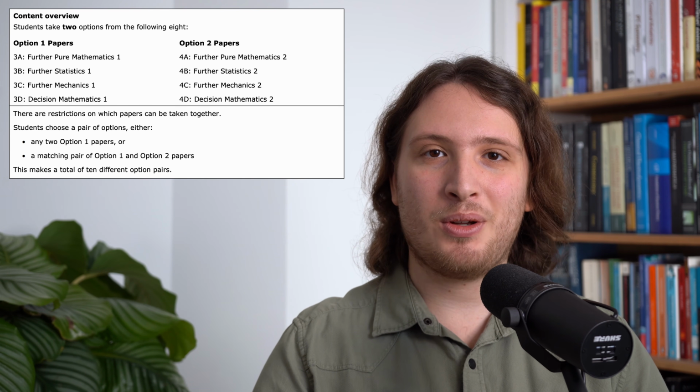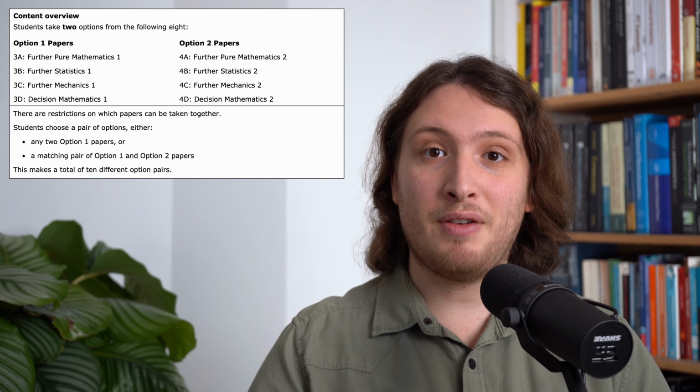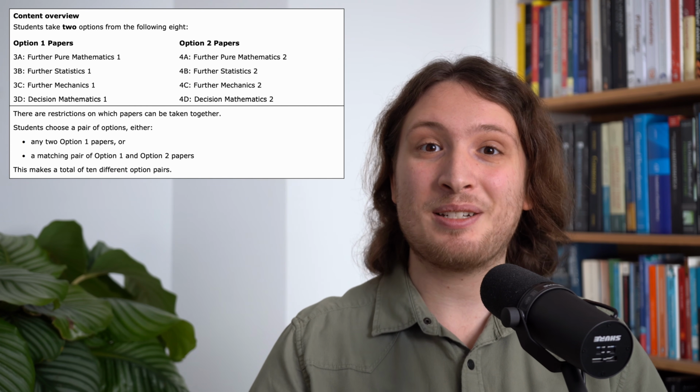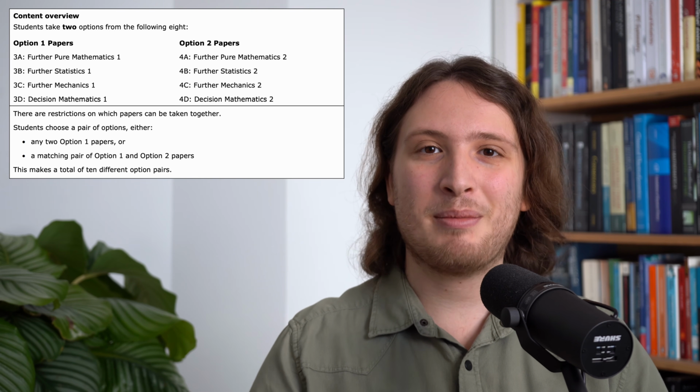So, for example, you could take Further Pure 1 and Further Pure 2. You could take Further Pure 1 and Further Mechanics 1, but you couldn't take, for example, Further Pure 1 and Further Mechanics 2. Because the combinations are a bit more complicated for Edexcel, it's less likely than on other exam boards that your school will give you a choice of which modules to take.